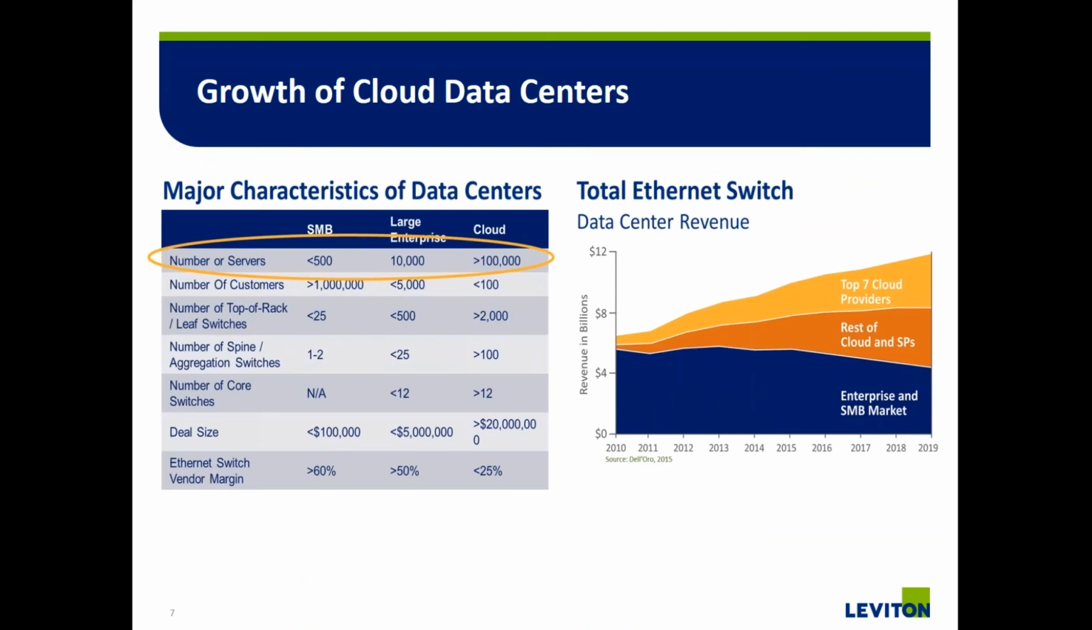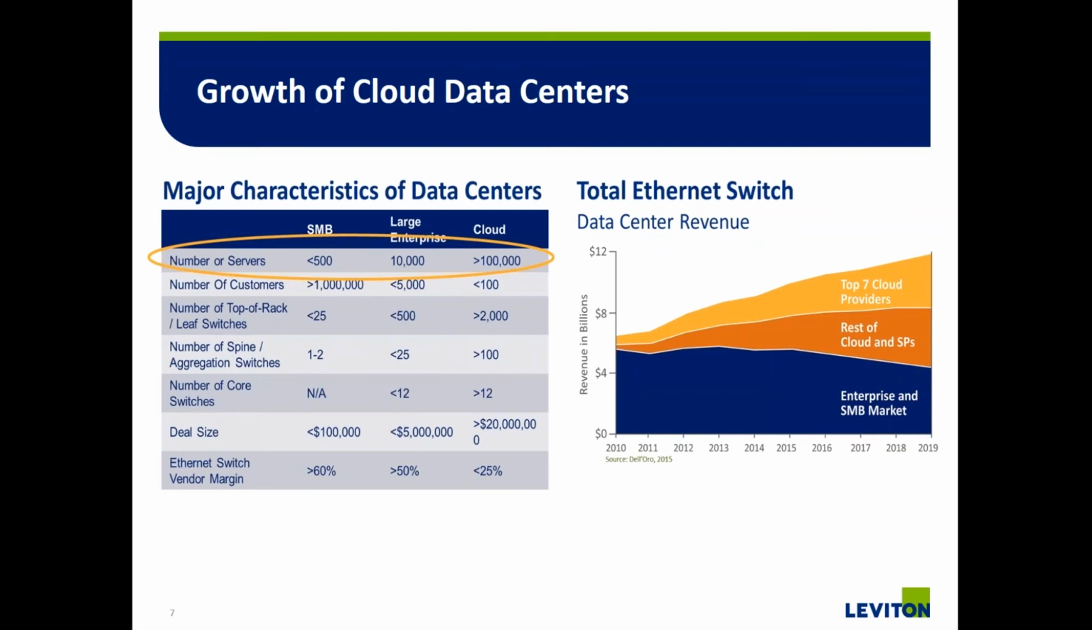In this slide here, provided by Dell'Oro Research, you can see the growth of data centers. Data centers are characterized in this table as enterprise and cloud data centers. And as far as enterprise, they're small, medium, and large sizes, whereas cloud data centers are sometimes called hyperscale data centers. Each type of data center is characterized based on number of servers, number of customers, etc.